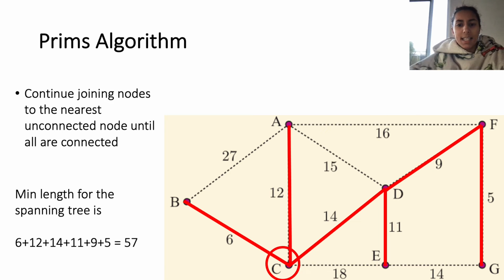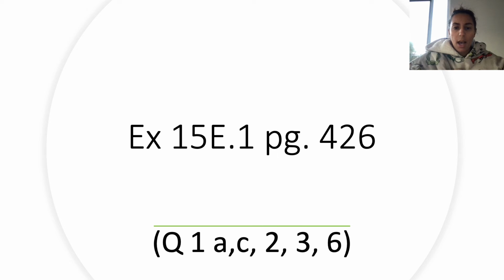So that is how you do Prim's algorithm. Pretty straightforward. I have some questions here, so I want you to do 1A and C, question 2, 3, and 6. It would be good to get either the first 3 or the last 3 done at a minimum.